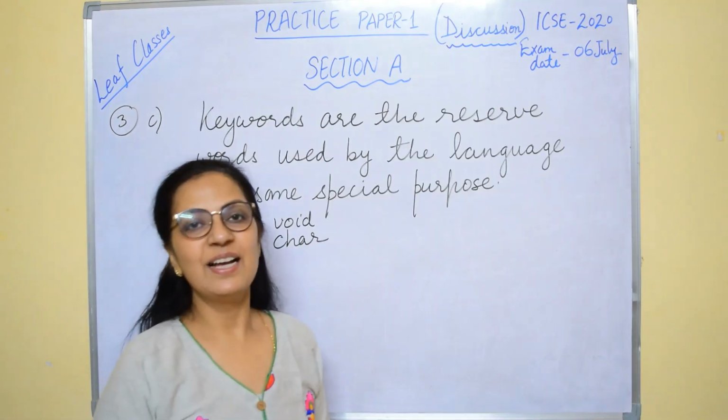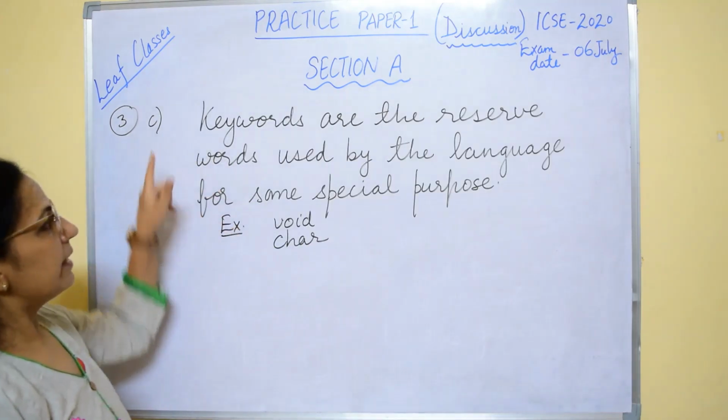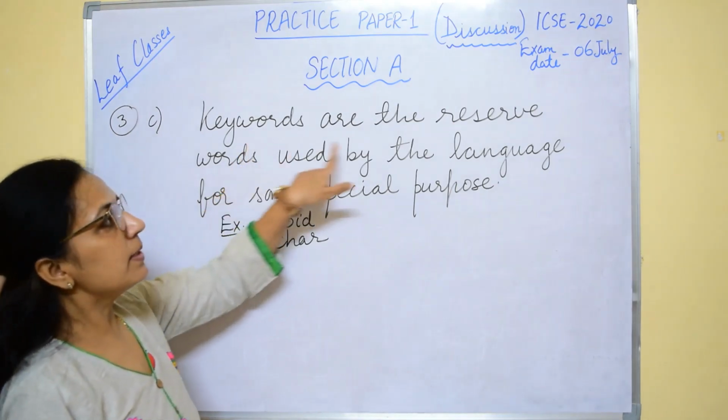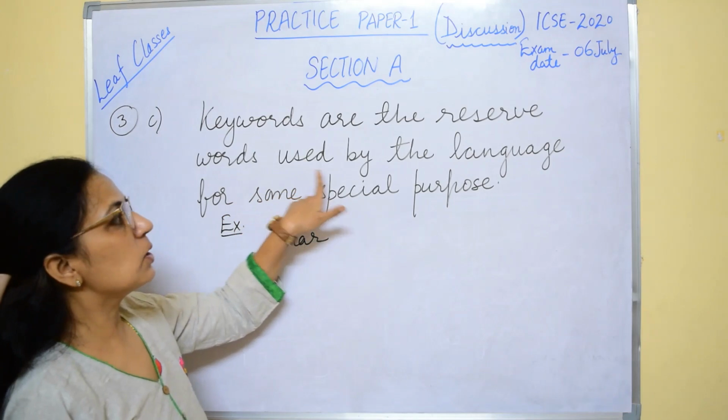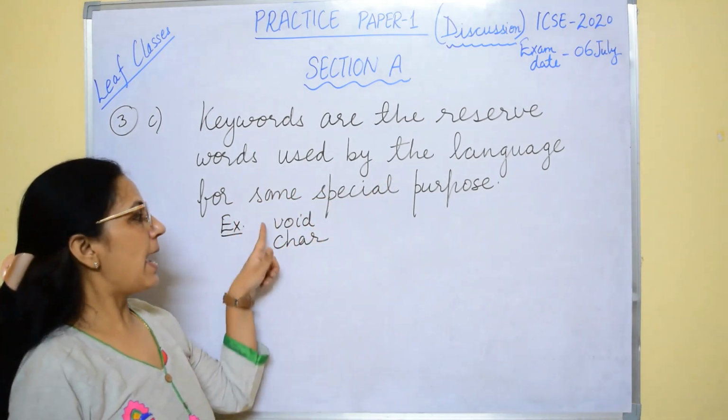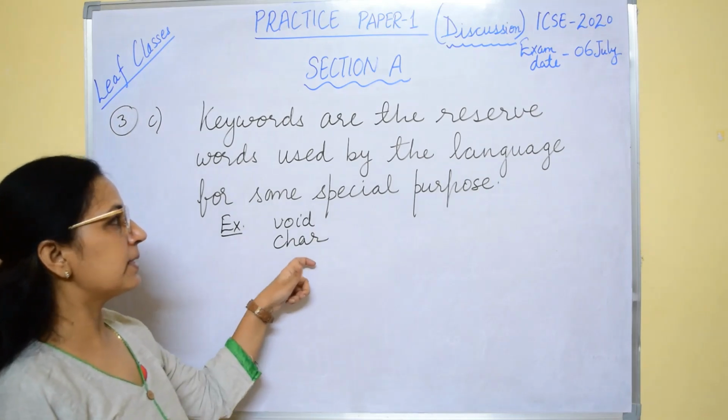Okay. Question number 3C: define keyword and give 2 examples. Keywords are the reserved words used by the language for some special purpose, and the examples are void and char.